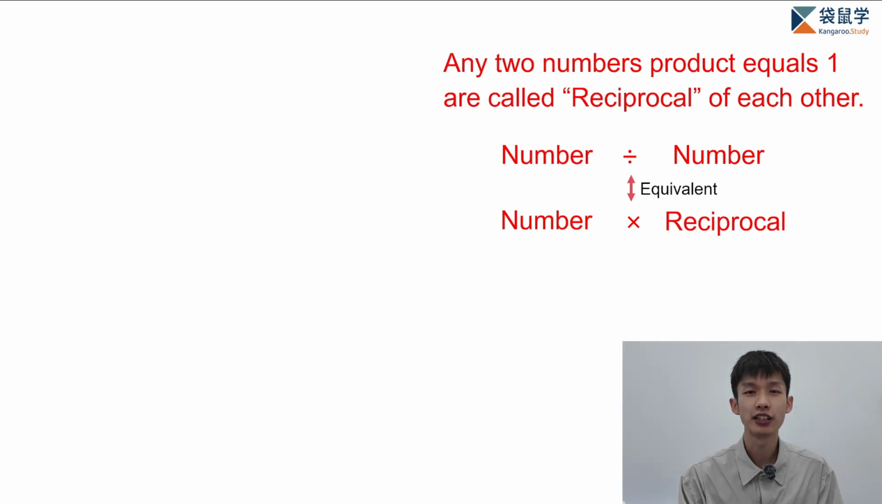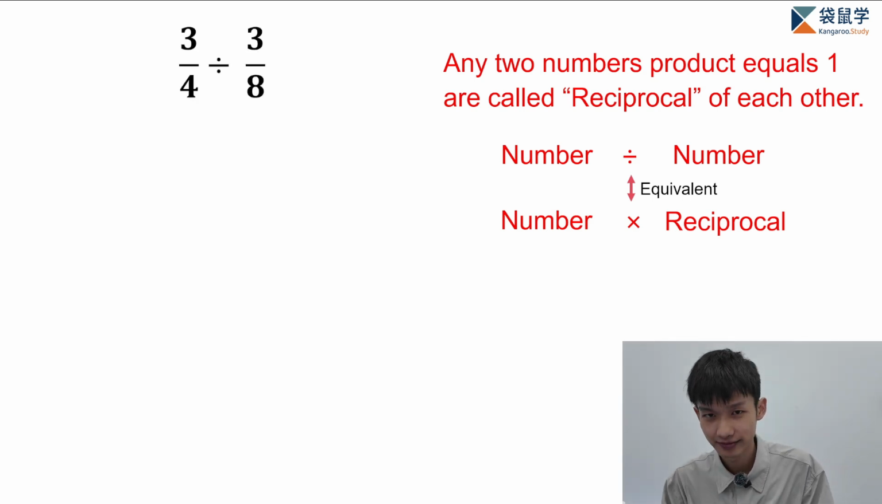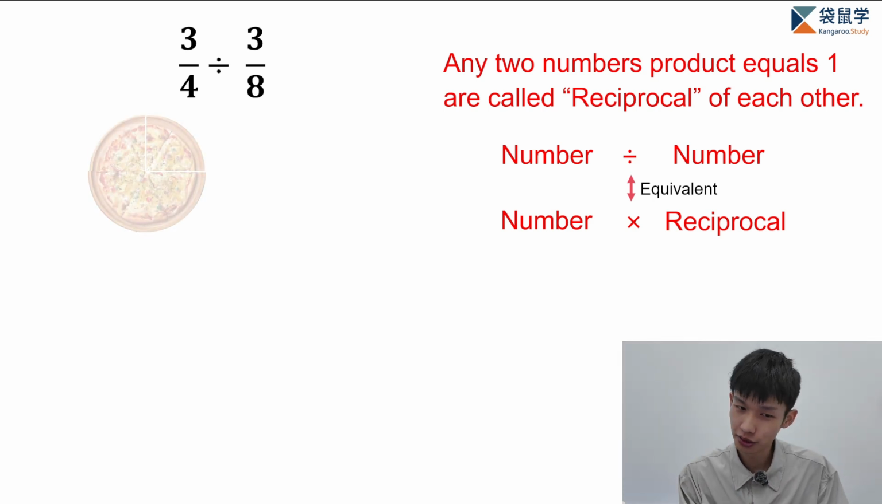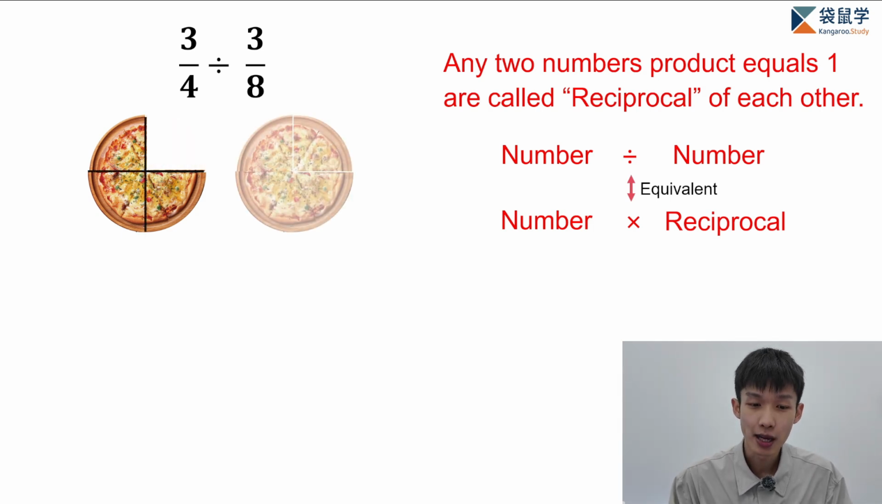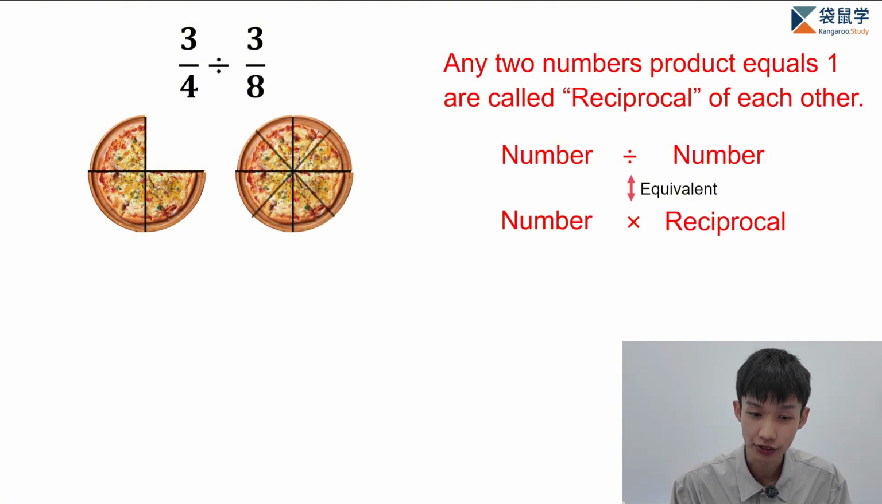How about fraction divided by fraction? So we have 3 over 4 divided by 3 over 8. And from the meaning, we can also still use pizza to represent. 3 over 4 is just cut into 4, take 3, and that's 3 over 4. Another number, 3 over 8. We cut into 8 pieces, not just 4 pieces, we cut into 8 pieces.